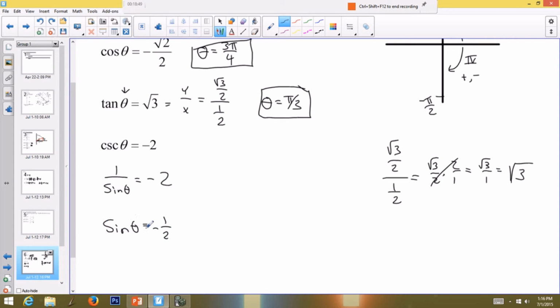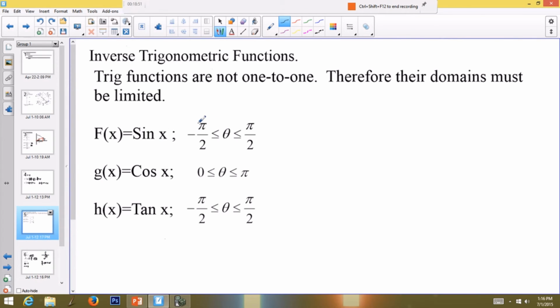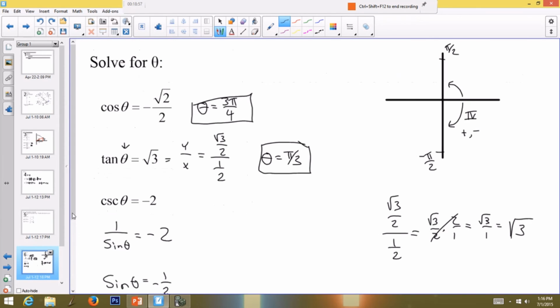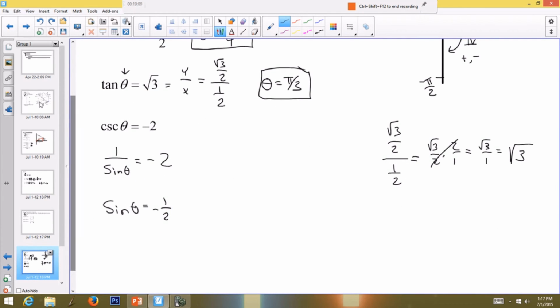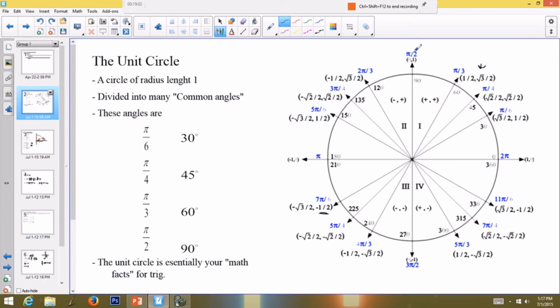So I am looking for an angle measure, and again, from negative pi over 2 to pi over 2, where the y value is -1/2. Now remember, we're only going from pi over 2 to negative pi over 2, so I'm looking for the y value of -1/2, and I find it right here. And again, we're not thinking of 11 pi over 6, although if you take the sine of 11 pi over 6, you'll get -1/2.